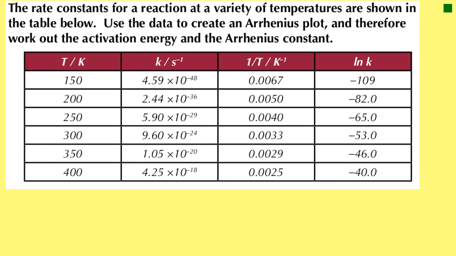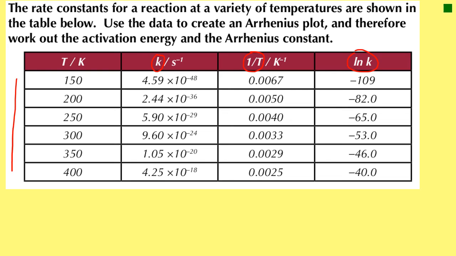So now with this worked example, what we're going to do is see how we can use the Arrhenius equation to plot graphs and therefore find valuable information, such as rate constants or temperatures of reactions. So here we have a data table for a reaction, and we're given various temperatures. We've got various temperatures here on the left hand side, and for each temperature we're given the rate constant K. We're given 1 over temperature, and we're also given the log of K.